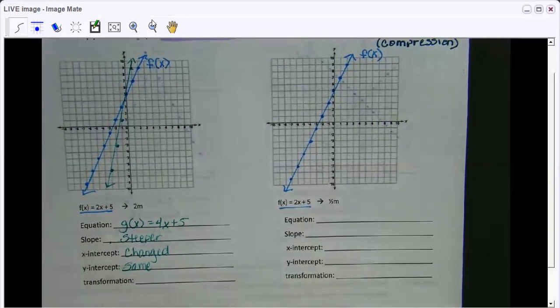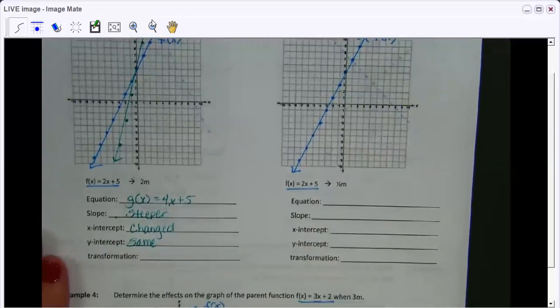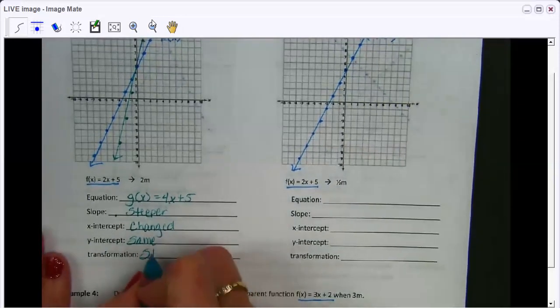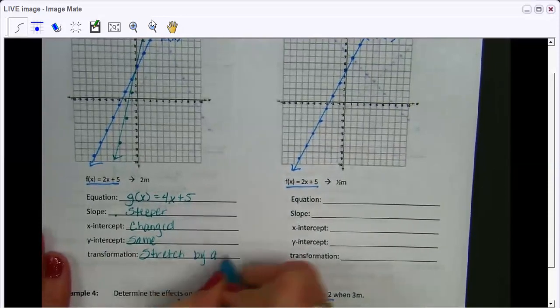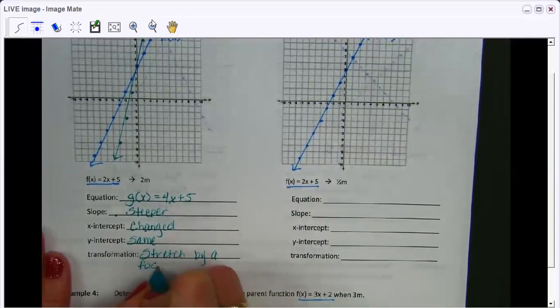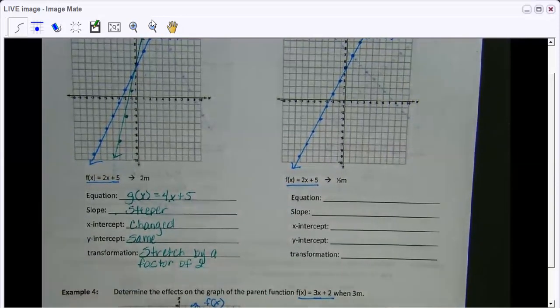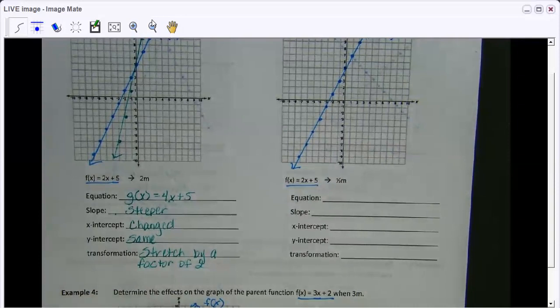And the transformation, was it a compression or a stretch? Yes, stretch by a factor of 2. So stretch by a factor of 2. That's how you will describe your stretches. A factor of 2 meaning factor is multiplying two numbers together, right? So we have a factor that we multiply our slope by. Okay.